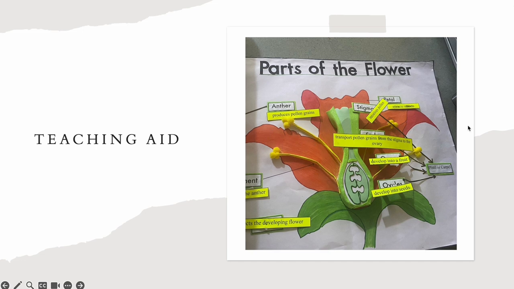When you look at the diagram, you're seeing the functions, and some of them are not placed properly, and that's because when myself and the pupils were finished identifying and discussing the functions of the parts of the flower, they were responsible for matching the function to the part.